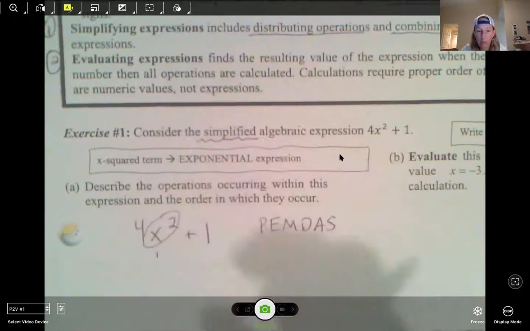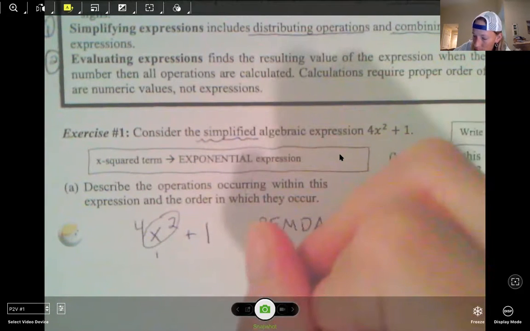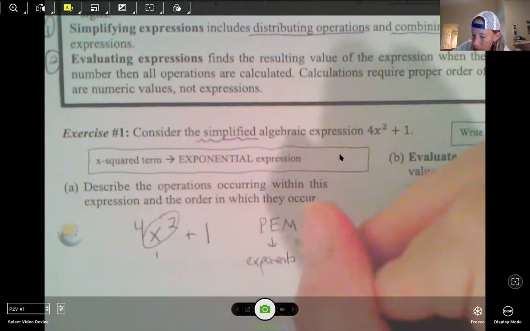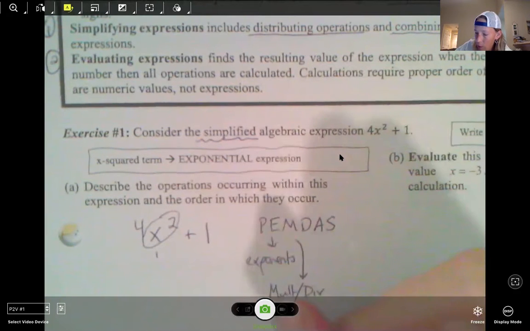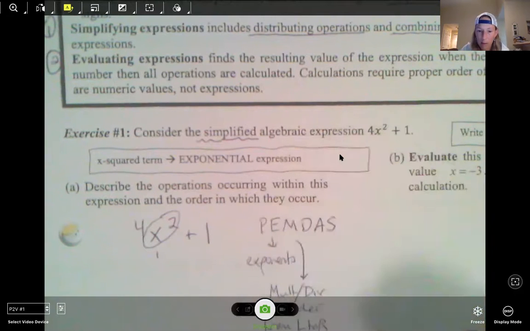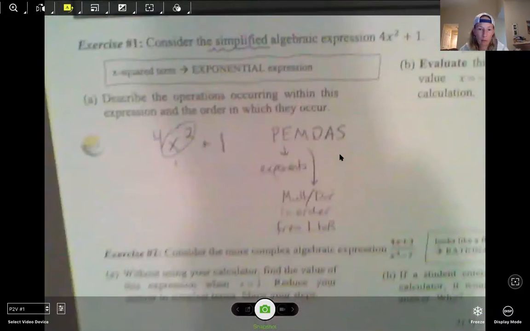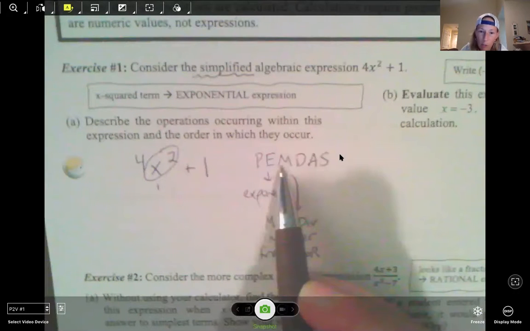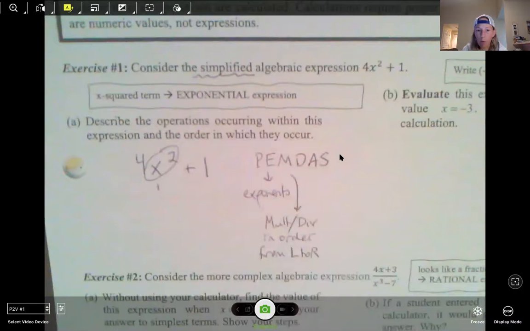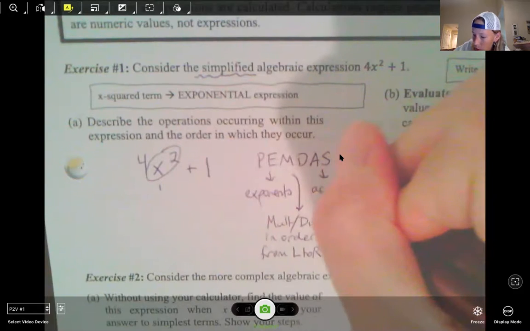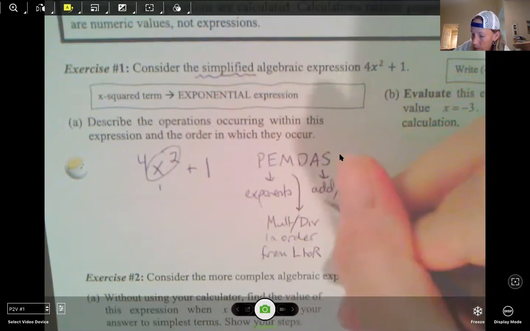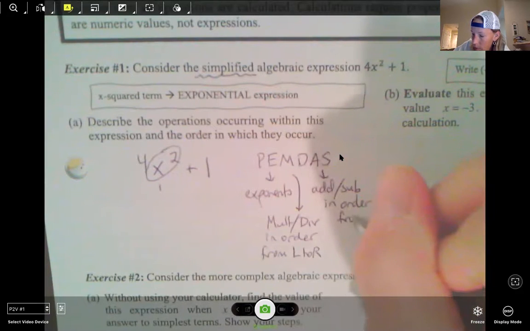That would be the first thing that we would deal with. This stands for exponents. M and D stand for multiplication and division, and we always say in order from left to right. Just because M comes first doesn't mean we do multiplication first. It's either or as we look in order from left to right in our expression. And then this is addition and subtraction. Same thing, in order from left to right.